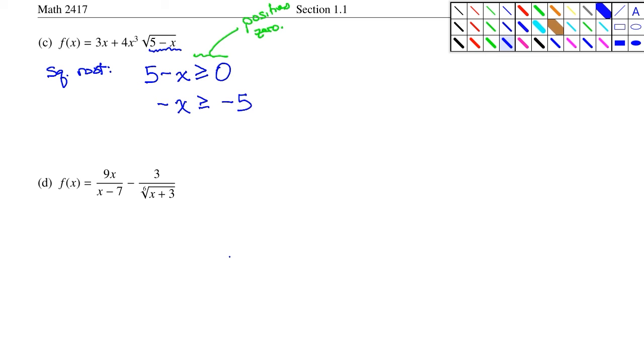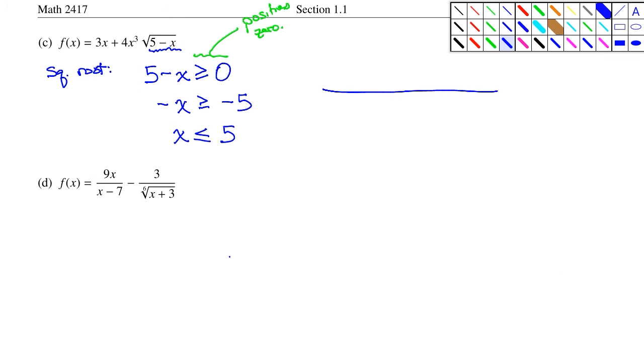And then hopefully you remember this little trick about solving inequalities. If you have to divide by a negative, and we're going to divide by negative 1 here, then you have to flip the sign over. So the greater than or equal to sign becomes less than or equal to. And we're dividing by negative 1, so we get x is less than or equal to 5.